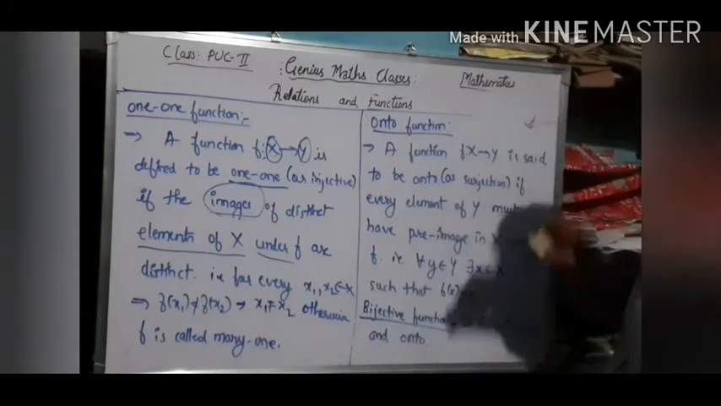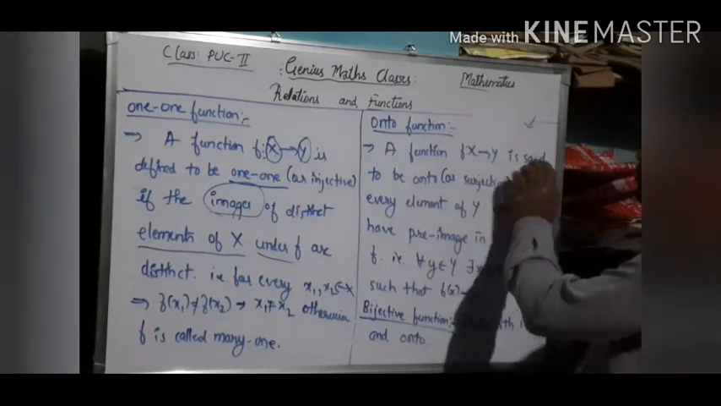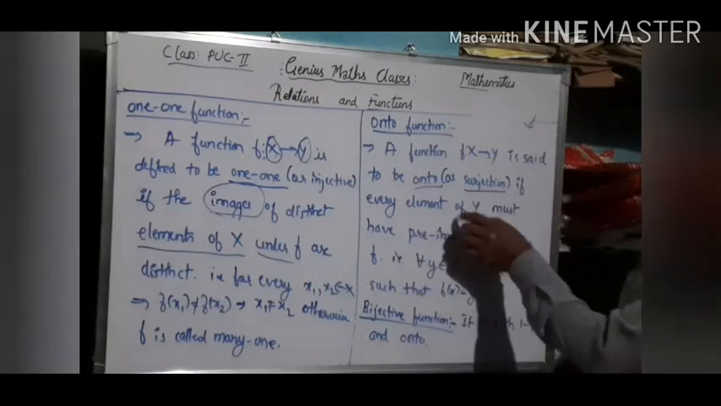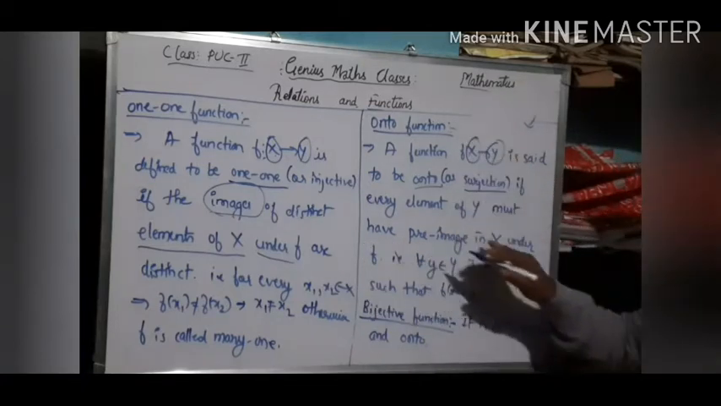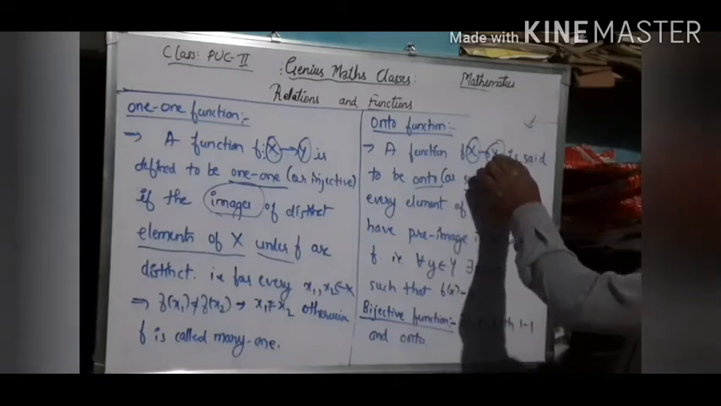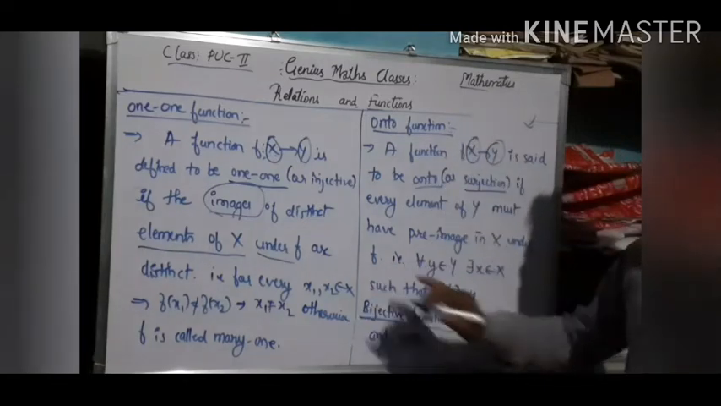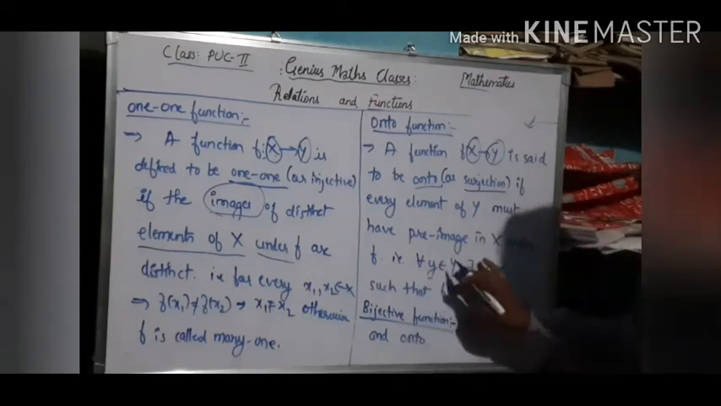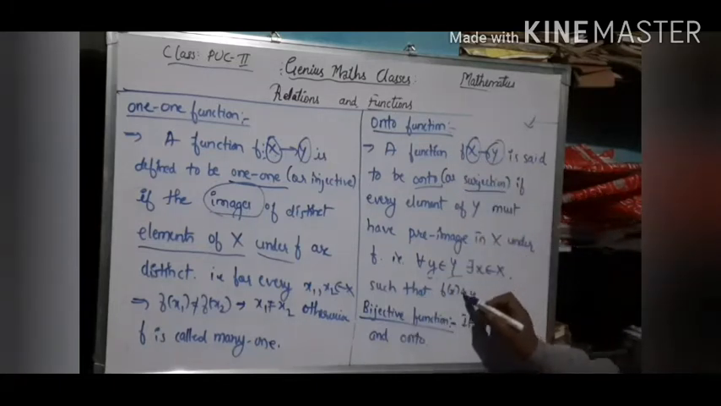Onto function. As we have observed, a function f from X to Y is said to be onto, or you can call it a surjection, if every element of Y has a pre-image in X under f. That is, for every y in Y, there exists x in X such that f of x equals y. So this is an onto function.